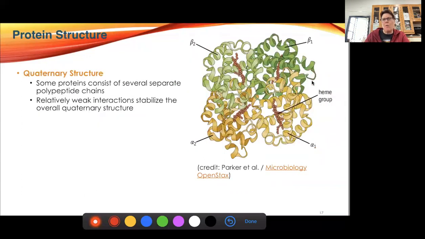And then here is that quaternary structure, where I said some proteins need more than one subunit to function. Here is our hemoglobin. You can see we have an alpha 1, alpha 2, beta 2, and beta 1. So we have these 4 different groups that are coming together to form hemoglobin, which is the protein that carries oxygen around in your blood.